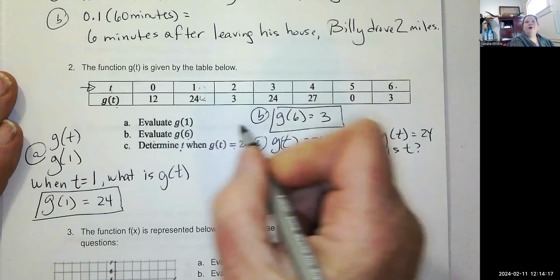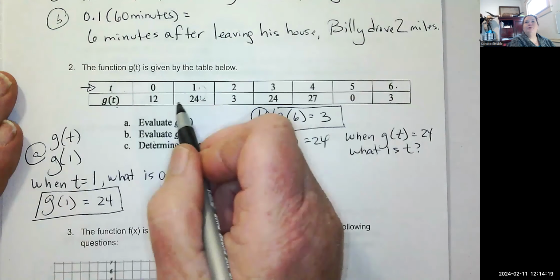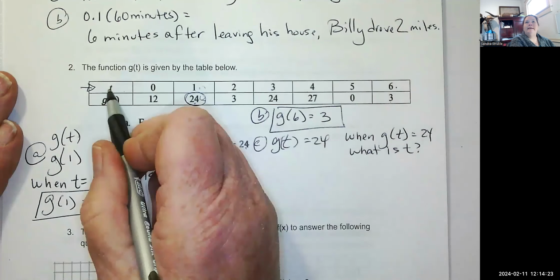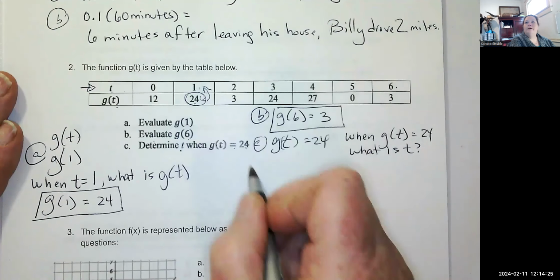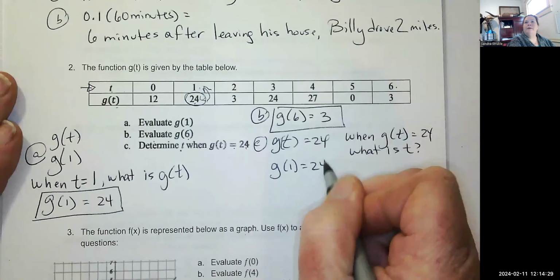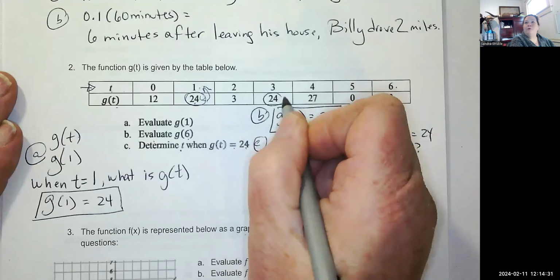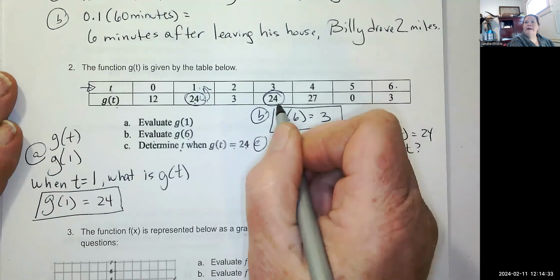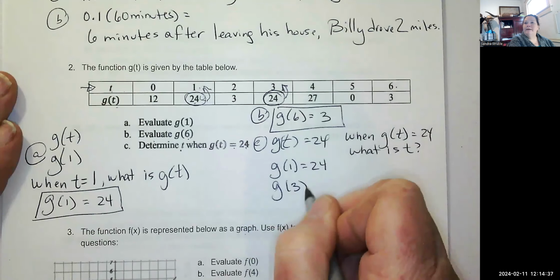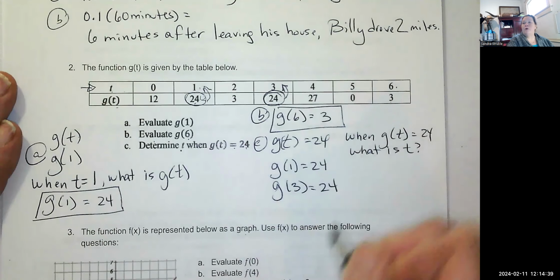Okay, so when g of t is 24, here it is. What is t? T is 1. So g of 1 is 24. But there's another 24 where g of t is 24 and t is 3. So g of 3 is also 24.